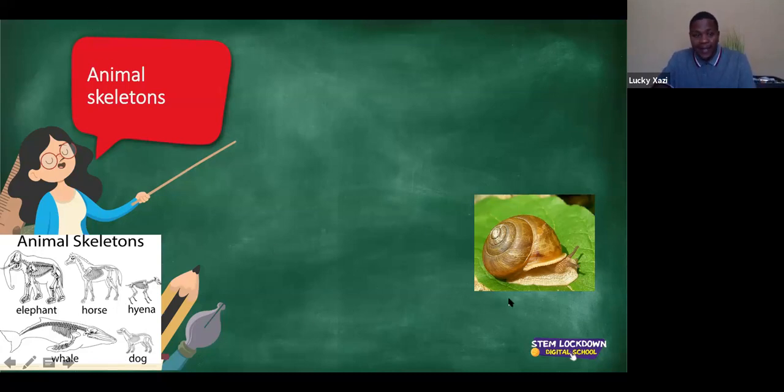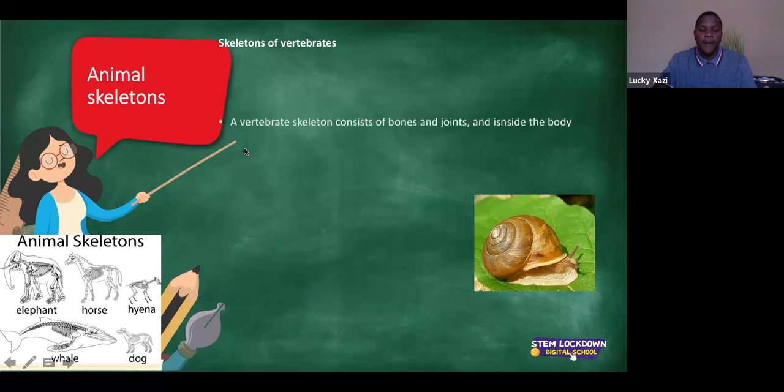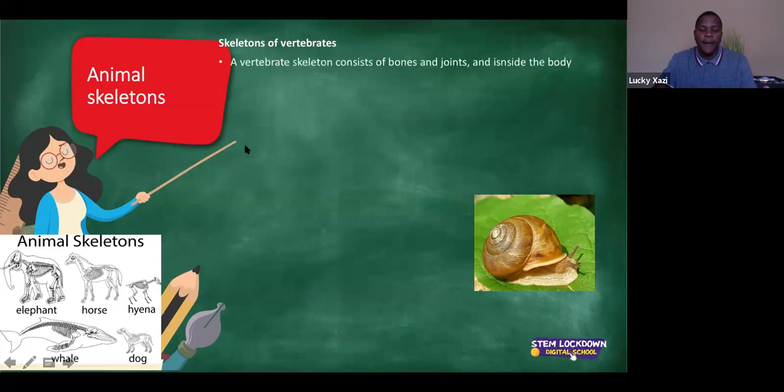Then there's a snail. A snail doesn't have bones. Therefore, we call it invertebrate. And joints, all of these animals do have joints. They can bend their knees, they can jump, they can do so many things because of their joints, which help them to become so flexible.